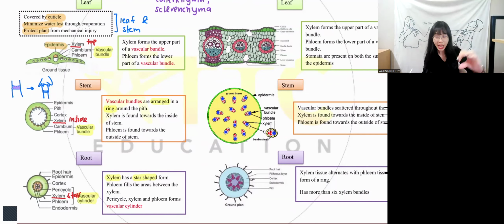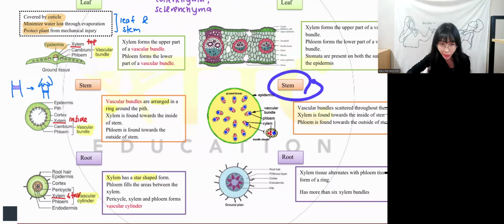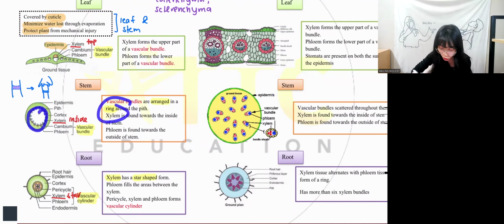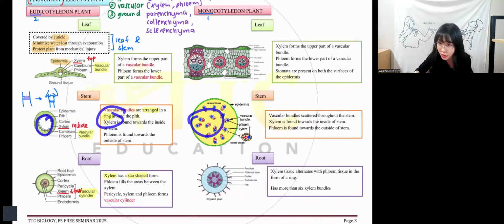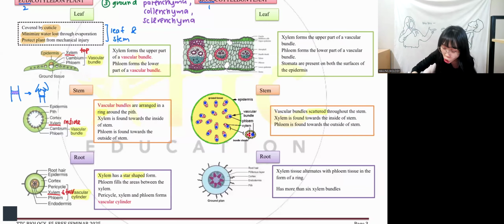Remember, leaf, stem, root, the normal sequence of the plant: top, inside, star shape. Same goes for monocot. Leaf, xylem is on top, phloem is at the bottom. For stem, just now they formed a ring pattern, right? Right now, there is no ring. It's called scattered around. Scattered means all over. All over also means that they still have a sequence of xylem and phloem. The xylem is still inside, the one in red color. Phloem is still outside. Can you see the red one is xylem, the blue one is still phloem?